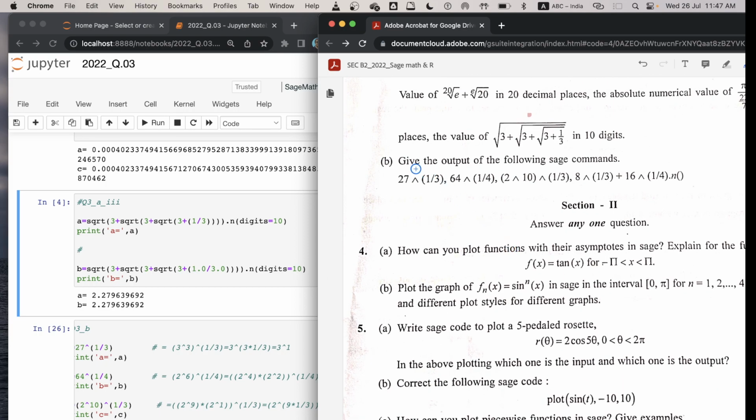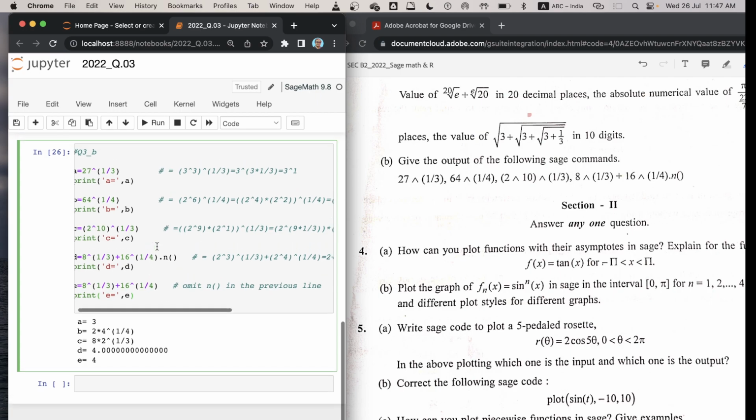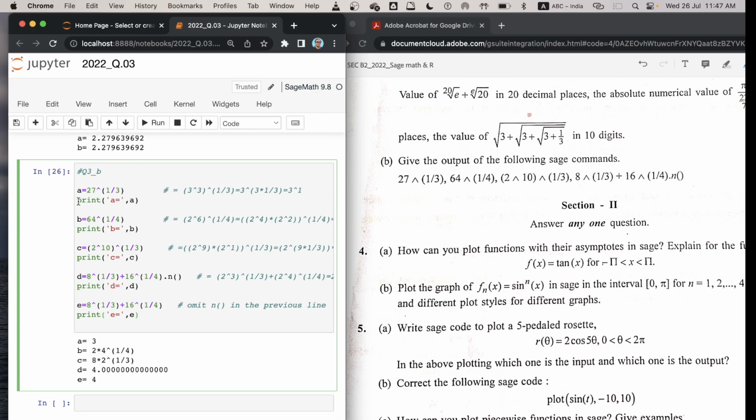Question 3b: give the output of the following Sage commands: 27 to the power 1 by 3, comma, 64 to the power 1 by 4, comma, 2 to the power 10 to the power 1 by 3, comma, 8 to the power 1 by 3 plus 16 to the power 1 by 4, dot n, numerical approximation. So first part, 27 to the power 1 by 3. Print a, the answer is 3.